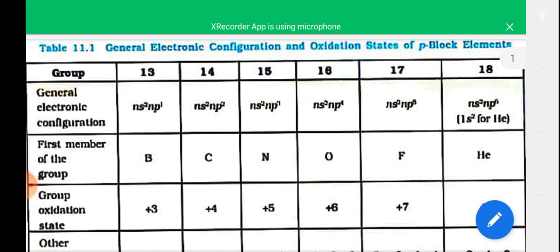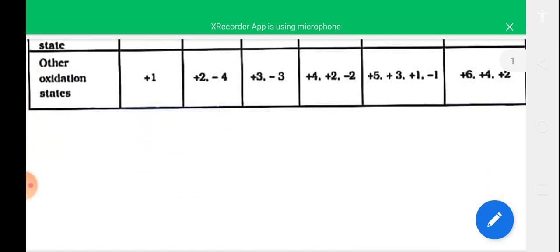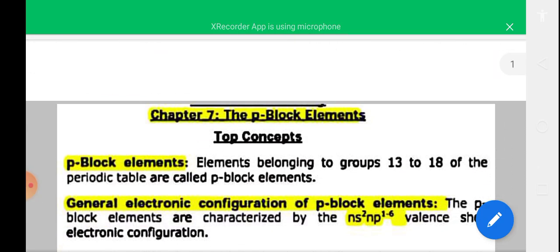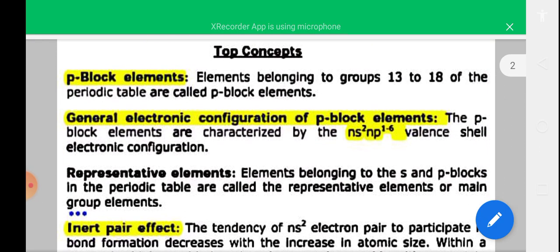Okay, for example, in group 15 the general electronic configuration is ns2 np3. In group 16 the general electronic configuration is ns2 np4. In group 17 it is ns2 np5, and in group 18 it is ns2 np6. Okay, and their common oxidation numbers are also given. So p block elements, this is chapter 7.